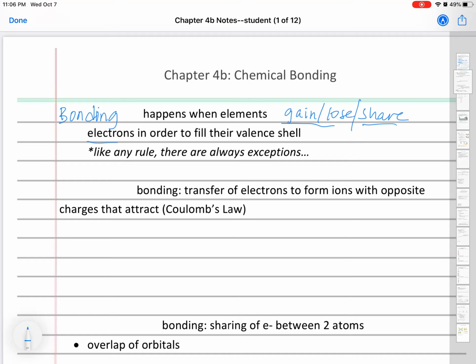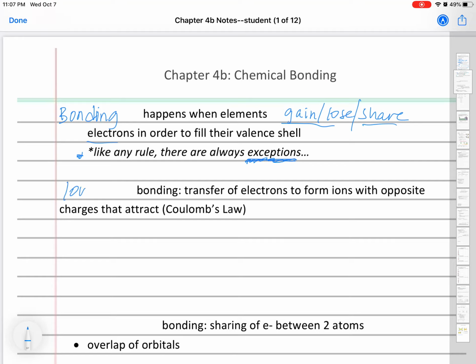Now, I like to put this disclaimer in here, like any good rule, there's always exceptions. And a theme that you'll see in this class is that I will often tell you about some of the exceptions as an aside, but I don't test you on exceptions because I feel like at the introduction level of chemistry, you should learn and master the rules, and that exceptions oftentimes just become confusing distractors that get in the way of you learning the rules. So I'd rather you learn the rules first, and then in later courses you can learn to master those exceptions.